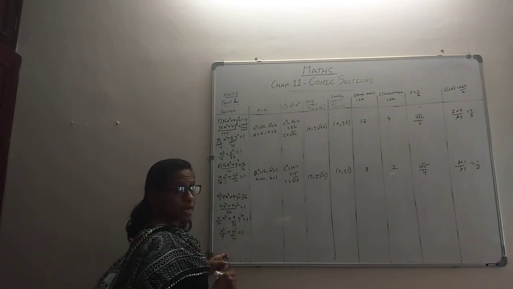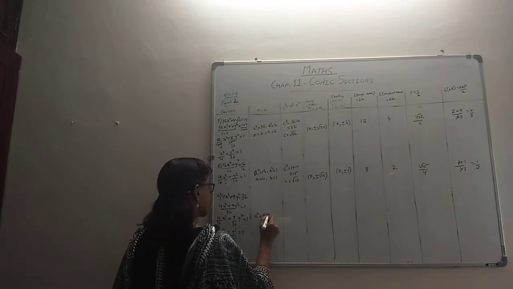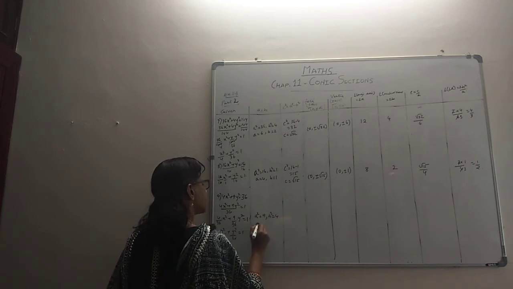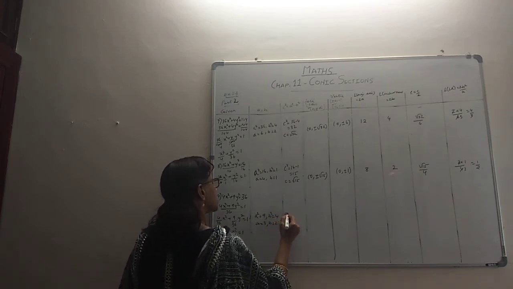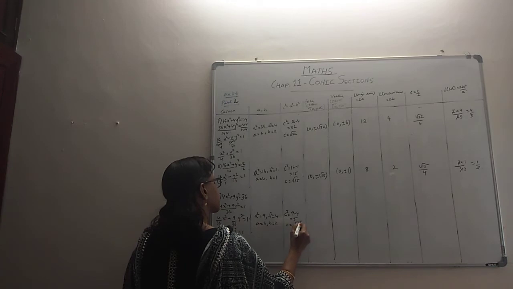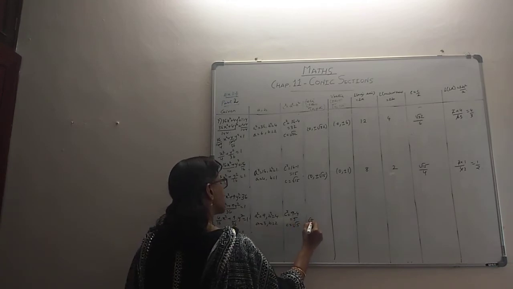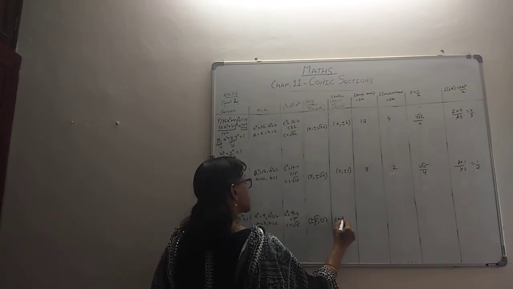So type 1, because under x is the bigger value. So here you have a squared as 9 and b squared as 4. A becomes 3, b becomes 2. And then you have your c squared value as a squared minus b squared, 9 minus 4, which is 5, and c becomes root of 5. Because it's of type 1, your foci are plus or minus root 5, 0, and your vertices are plus or minus 3, 0.